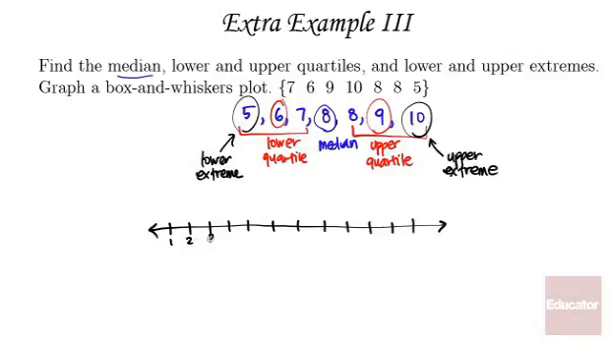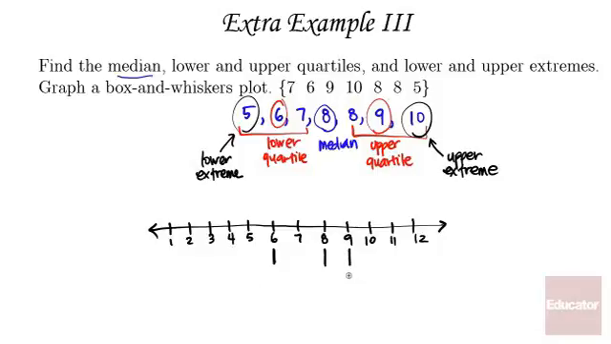So 1, 2, 3, 4, 5, 6, 7, 8, 9, 10, 11, 12. Okay, so then my median is 8. So a little line like that under 8. My lower quartile is 6. My upper quartile is 9.